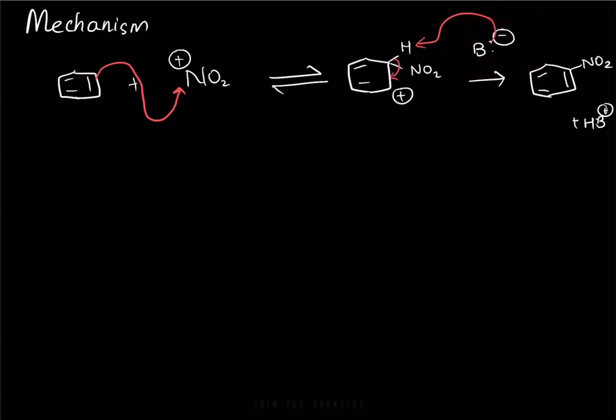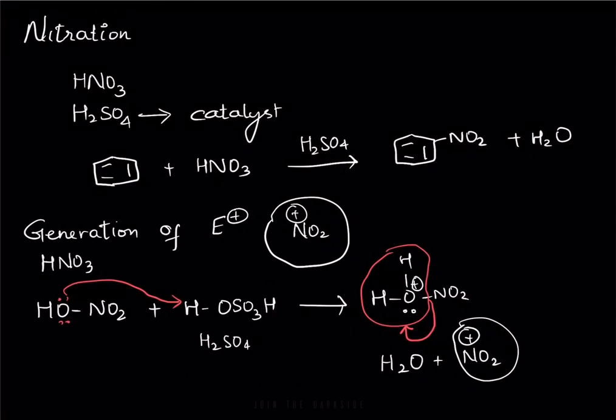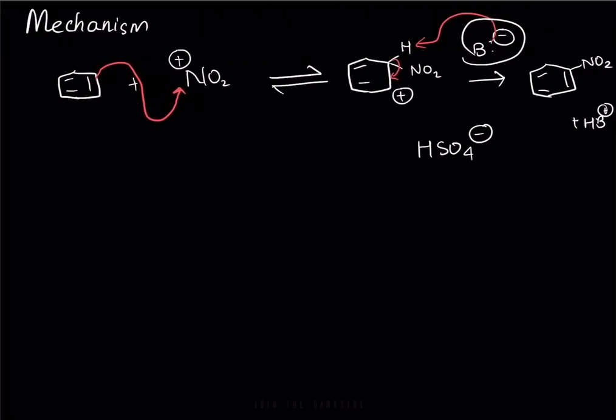Again, the base could be either from the reaction, or it could be the solvent, or it could be HSO4-, which is the base that is synthesized at this step. So you can see that HSO4- is synthesized here. So that could be the base that can go and abstract this hydrogen right here. Okay, so in all of this, you can tell that the first step is the electrophile that is added to the benzene ring, and in the next step, the base comes and abstracts the hydrogen, trying to reform the ring structure.